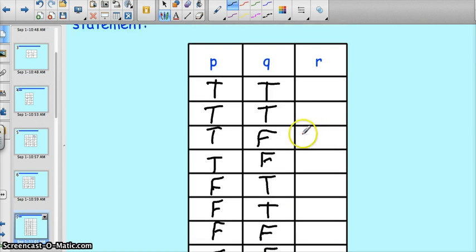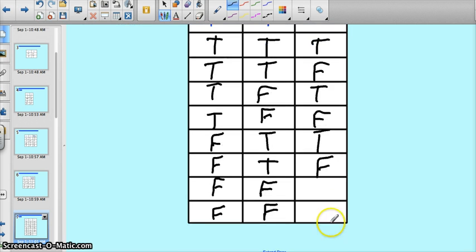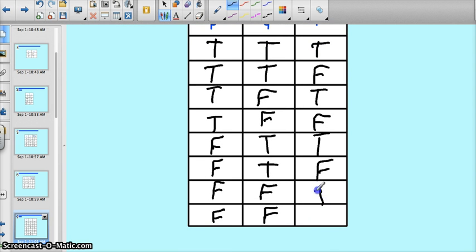And on the last one, you go true, false, true, false, true, false the whole way through. True, false, true, false, true, false, and finally true, false. And I'll zoom out and let you see the whole table in a second.